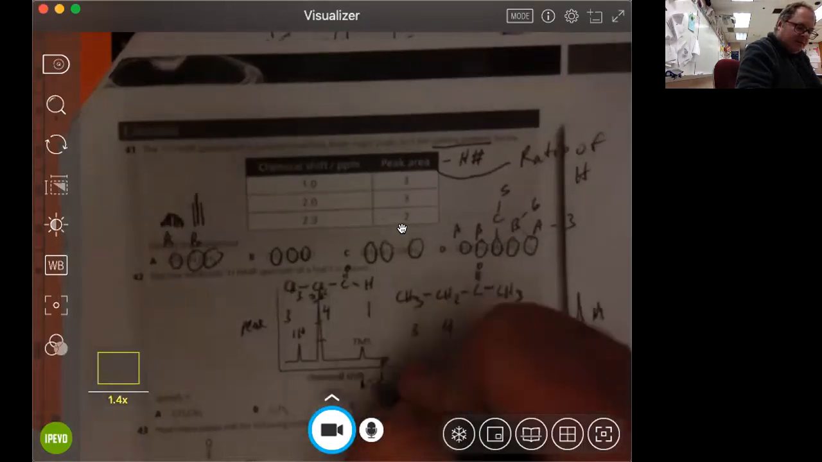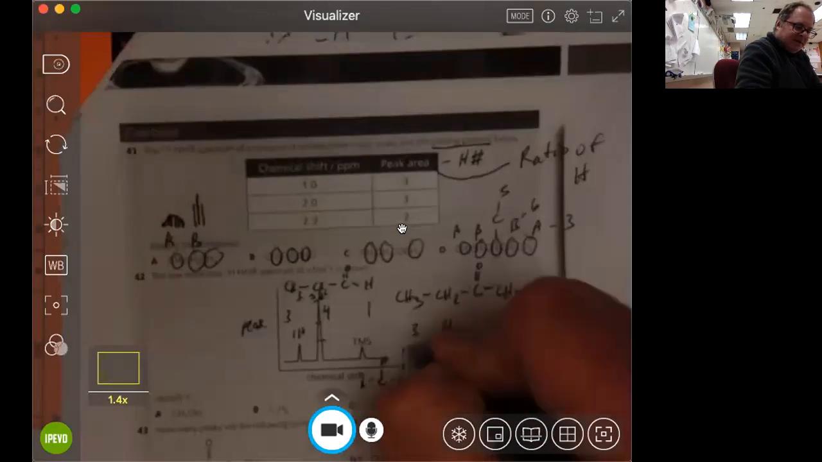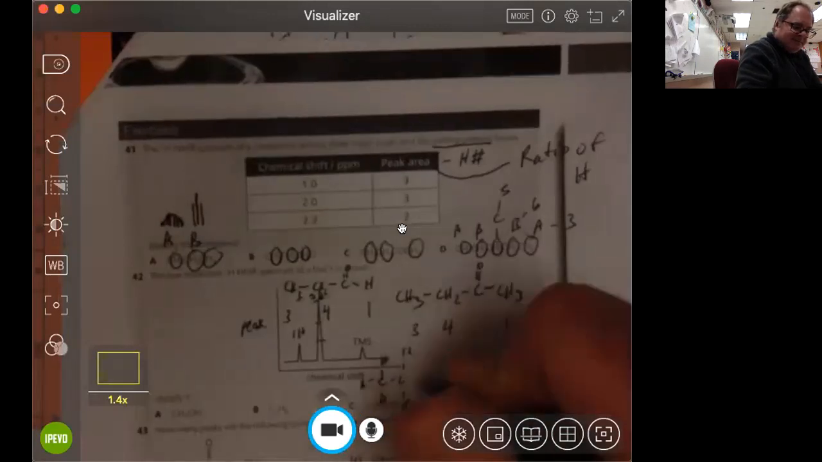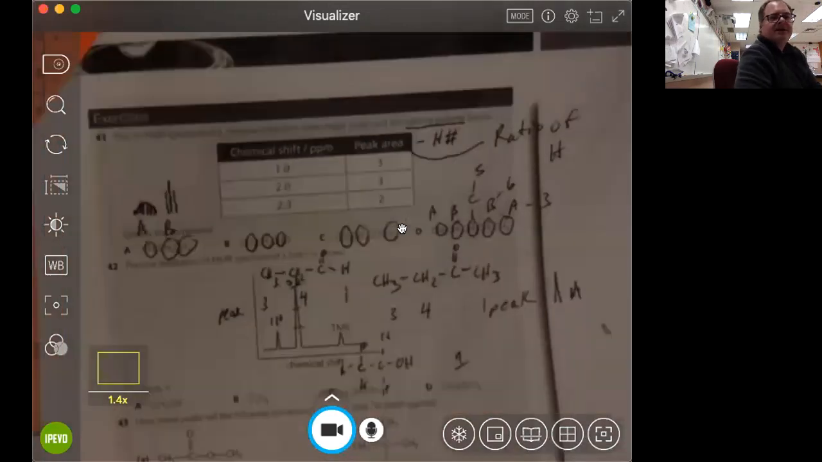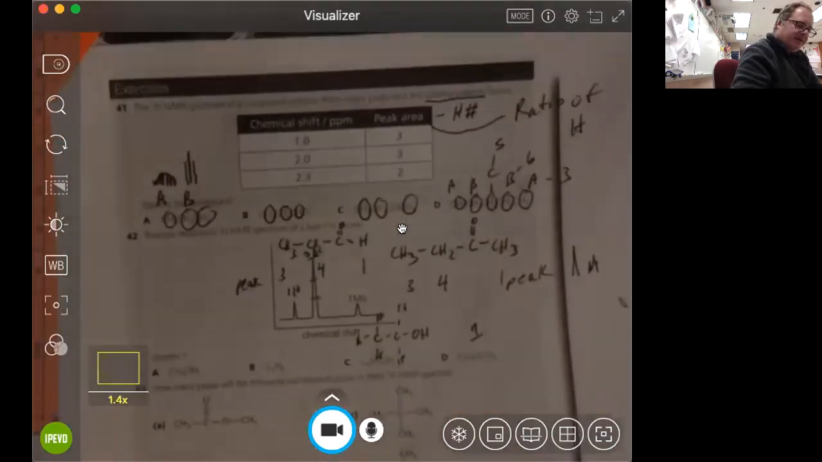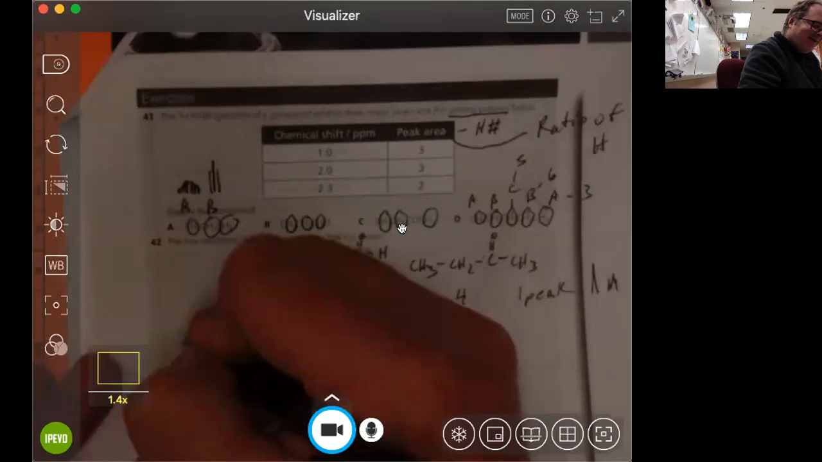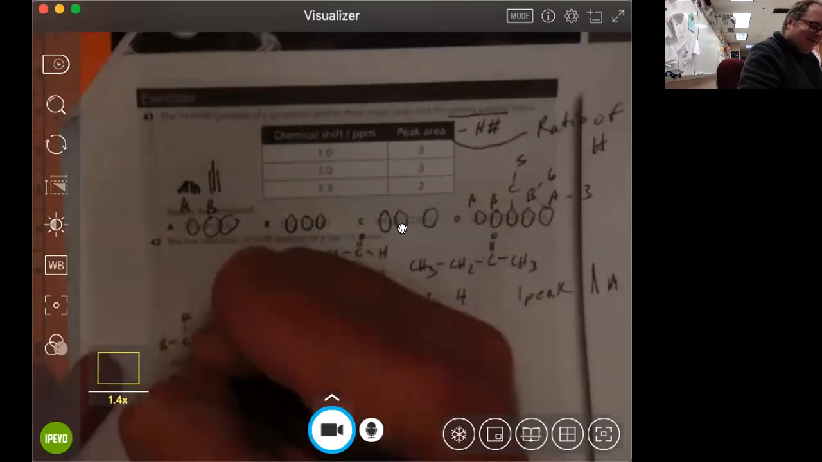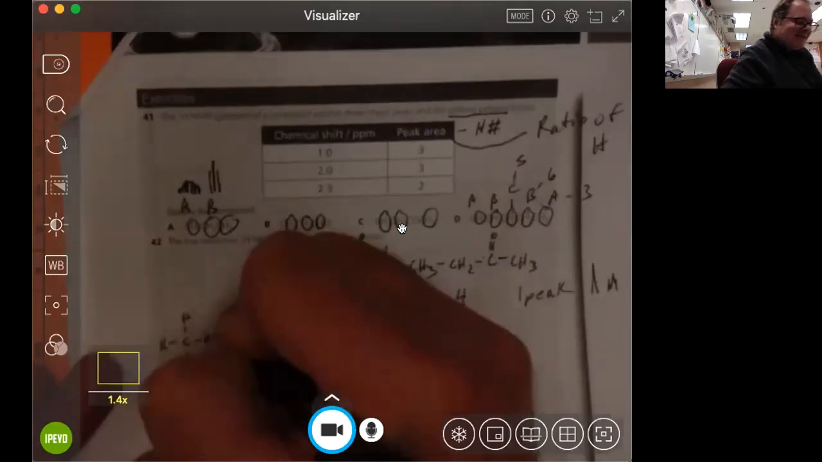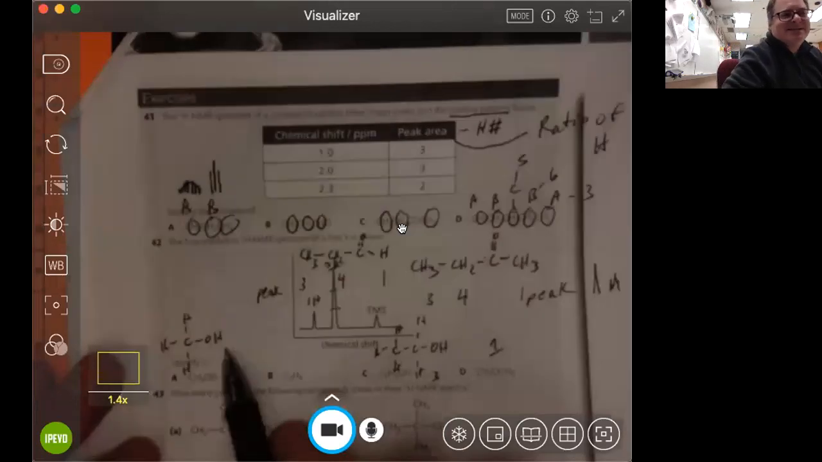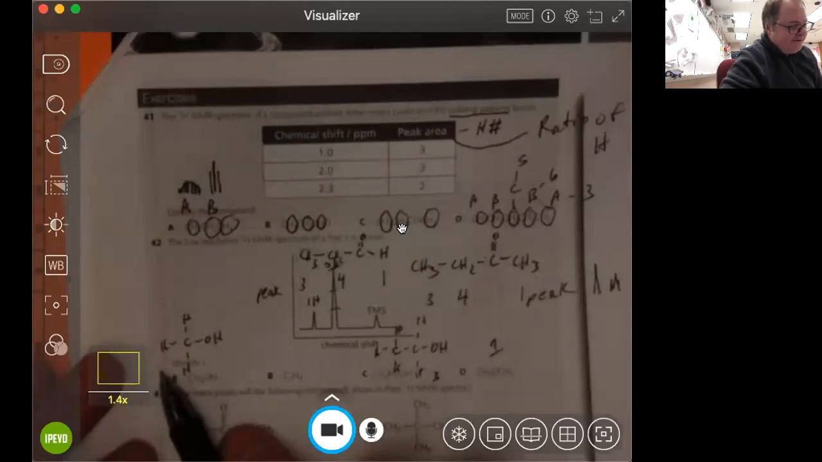CH3, CH2, OH. That would have 3. It's A then. It has to be A. Good. I can't get it wrong 3 times in a row, not today. So that makes sense to us because we have a 1-to-3 ratio as well. And that's what peak area means.